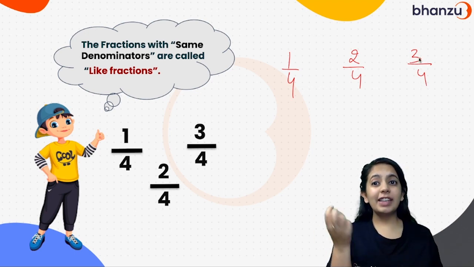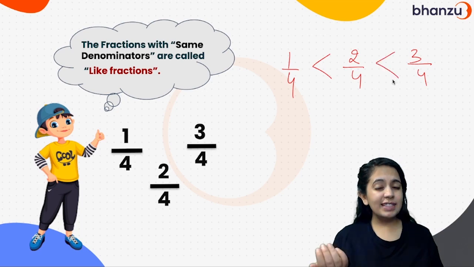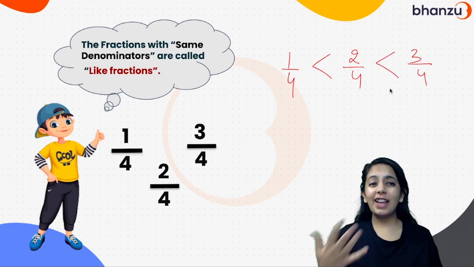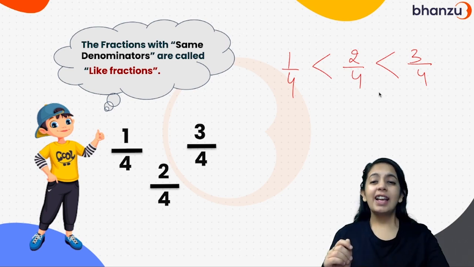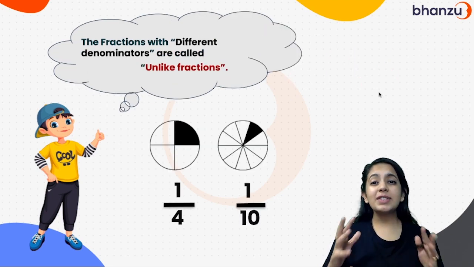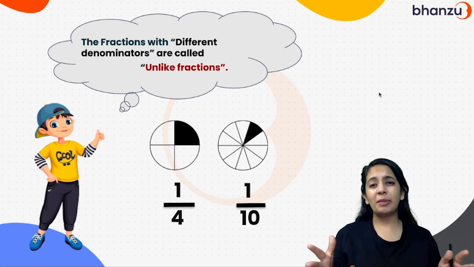Out of 4 here, 3 parts are colored. Here 2 parts are colored out of 4, and in this one only 1 part is colored out of 4. So obviously this one is the smallest, whereas 3/4 is the largest. So it's very easy to compare the like fractions. Now moving on, we have also studied the unlike fractions, the fractions with different denominators.